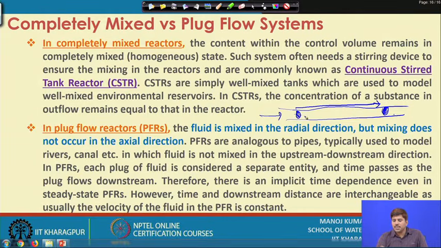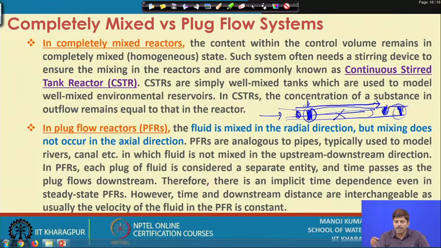So, there is no mixing in the axial direction; mixing can only happen in the radial direction. So, if we have, let us say, a plug flowing along with the water, the water within this plug can be completely mixed in a small plug of infinitely small thickness dx. Because there is radial mixing, but it cannot get mixed in the axial direction. So, water in this plug cannot get mixed with the water in the next plug.